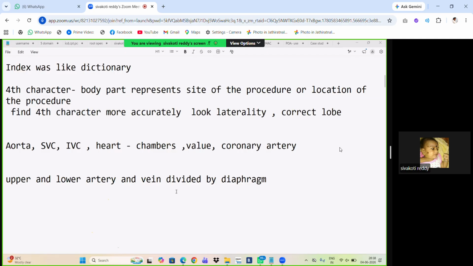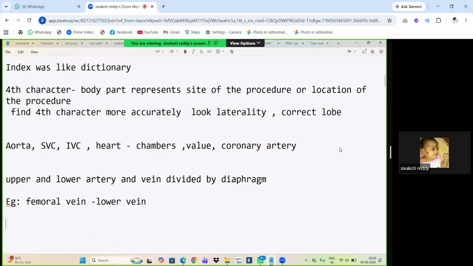Clear? So here we need to get an idea of where an artery or vein is located in our body. Suppose they mention the femoral vein, where will it be located? For example, the femur is in the leg, the upper side. So will it be a lower vein or an upper vein? Lower vein. Like this, we need to get a basic idea.